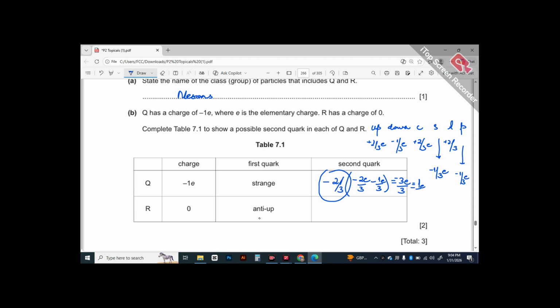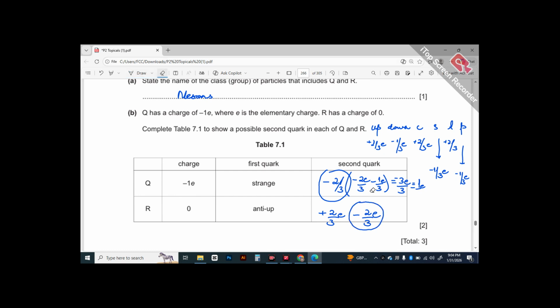And then when it comes to R, it has zero charge. Anti-up has charge plus 2 by 3e. So the second charge should have the exact opposite value. It has to be minus 2 by 3e, right? Here I only have to write this.